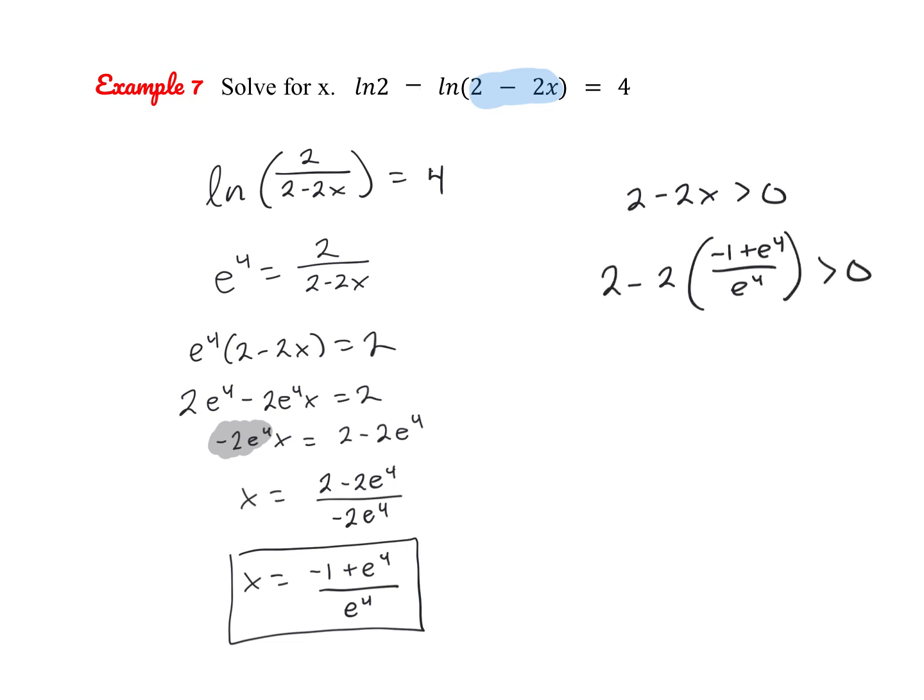And for this, you could actually just type this into your calculator to see what you get. And what you end up with is a positive number. It's about 0.04 if you round. So again, all we care about is that it is greater than 0, so we know that this is our solution. And again, we'll leave this as an exact answer.